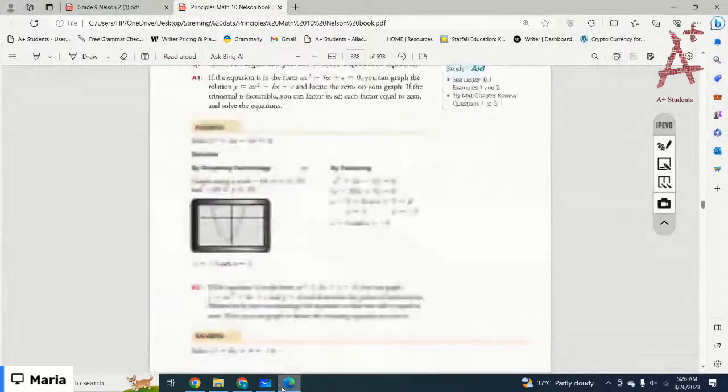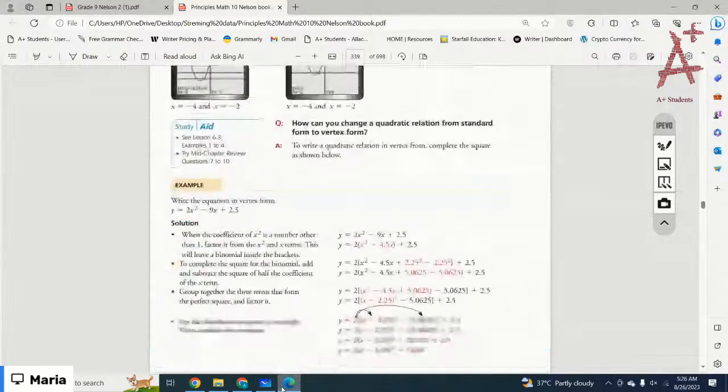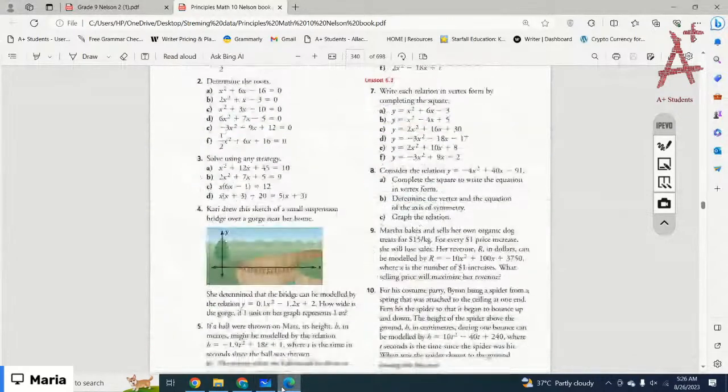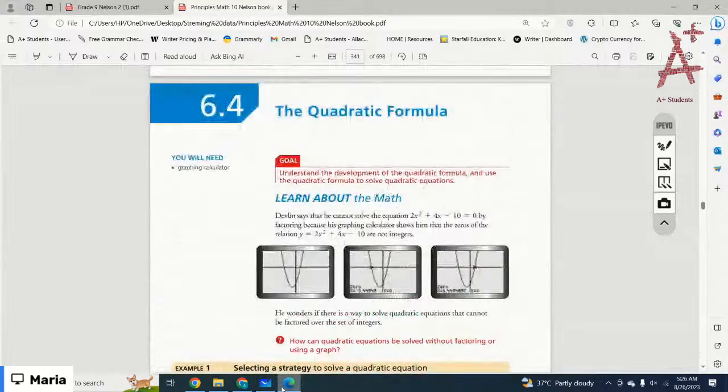Okay, you can complete the lesson by yourself later today. Let me just move on to the next lesson, that is the quadratic formula.